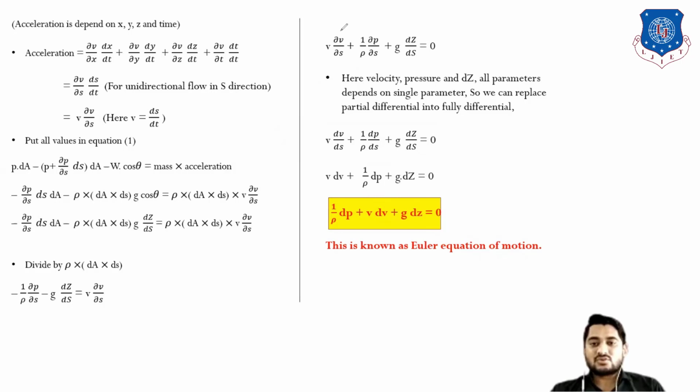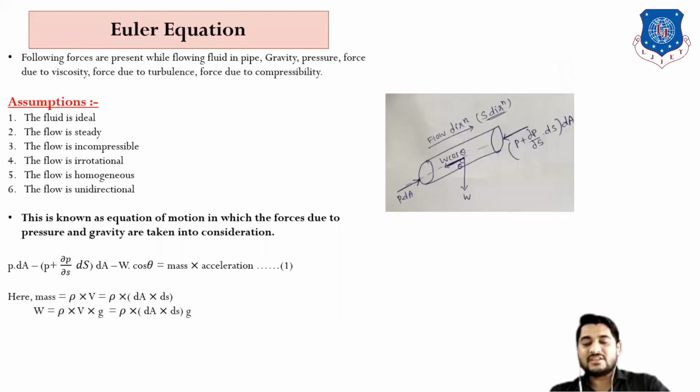Clear students? So what we have to do regarding the Euler equation: first you have to draw the sketch, then balance the s direction component, then take assumptions. We have to take only pressure and gravity forces. So on the left hand side pressure P into dA, on the right hand side the pressure gradient, so P plus del P by del S into ds into dA, and W. So W component, W cos theta, is in the S direction. So you have to balance the S direction component, force is equal to mass into acceleration.